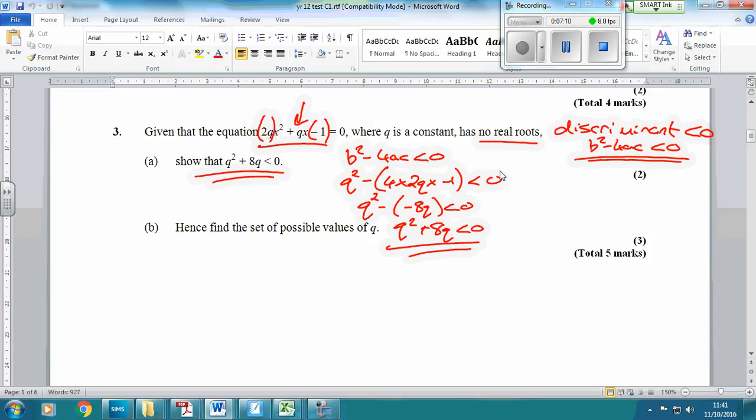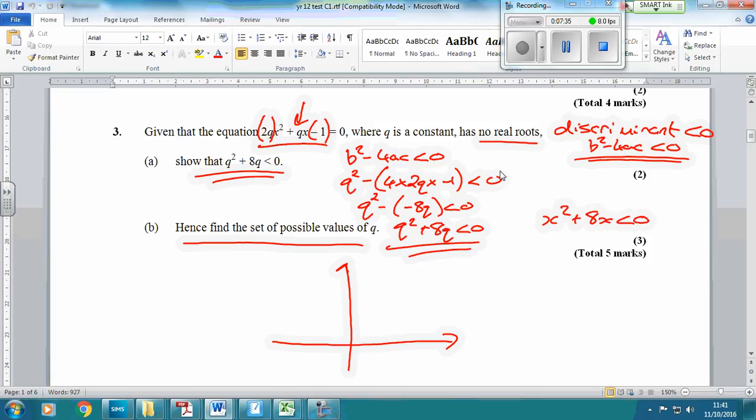Now it says find a set of possible values of q. So we know that q squared plus 8q has got to be less than 0. So what we do is we've got to find out all the values of q that do that. So if we set this up, imagine that said x squared plus 8x is less than 0. Find out all the values of x that make that true. So if you add 15 squared plus 8 lots of 15, that isn't less than 0. So I want to find out the values of x that does make it less than 0.